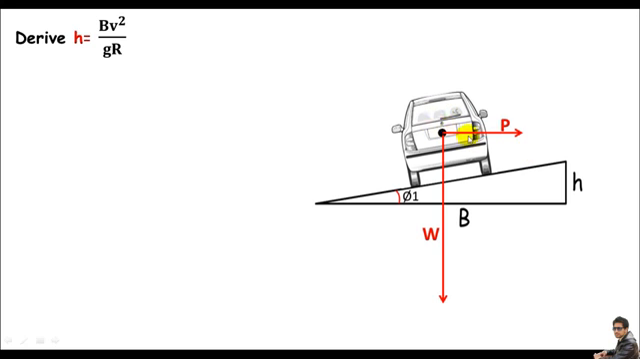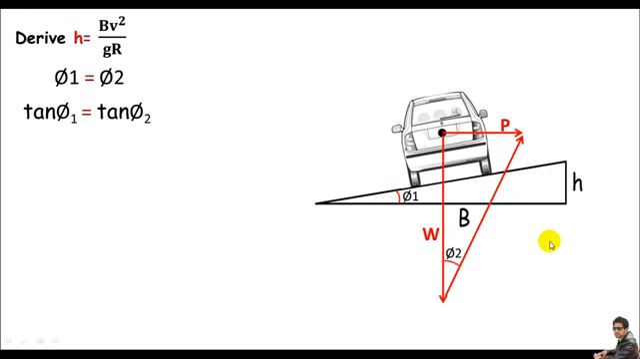I'll complete this with the head to tail rule, and this will make a triangle, making an angle, say θ2. Now, for similarity or equilibrium, I can say θ1 is equal to θ2. So the tangent of θ1 equals the tangent of θ2. Remember, tangent is always equal to perpendicular over base, or rise over run. This is just the ratio, right?